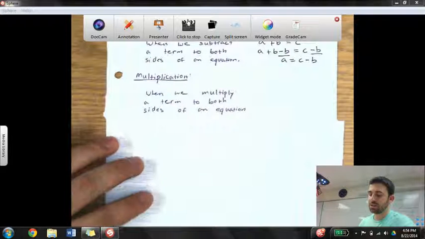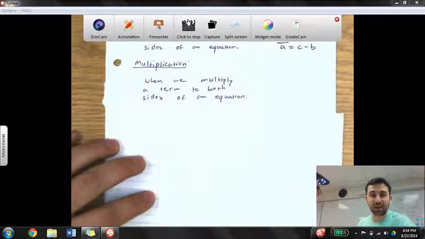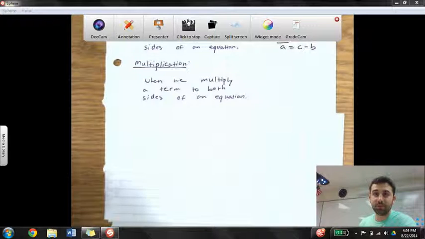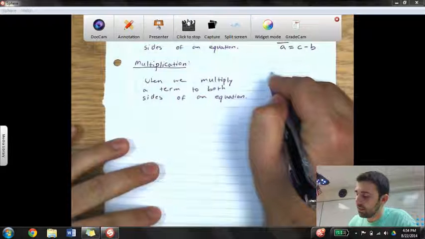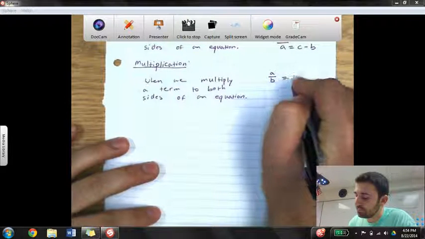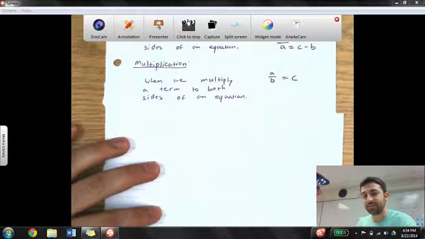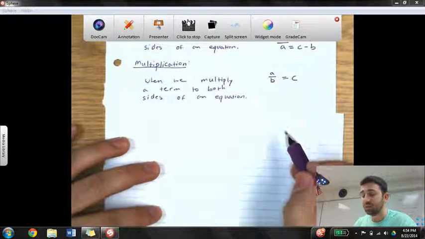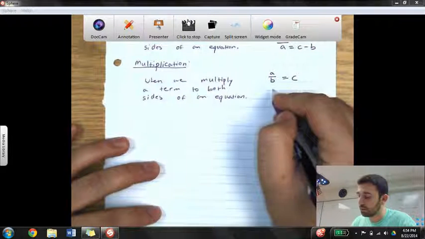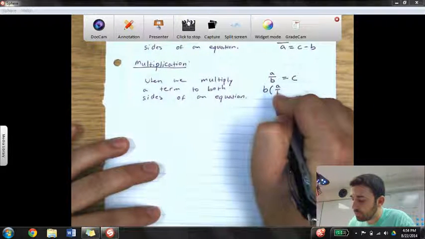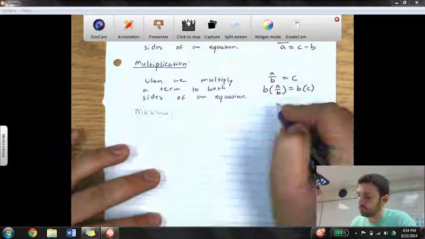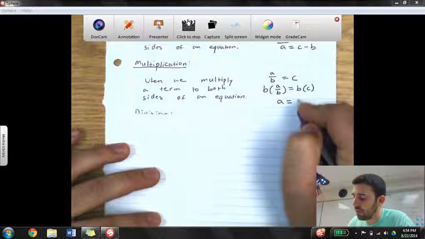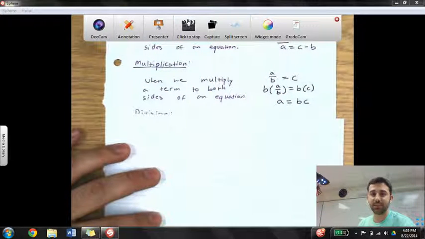The multiplication property is when we multiply a term to both sides of an equation to get an equivalent equation back. An example of this is when an equation has division. In order to solve A divided by B equals C, in order to solve for A, we must multiply B on both sides. We do this so that our B's will cancel out and we're left with A equals B times C.